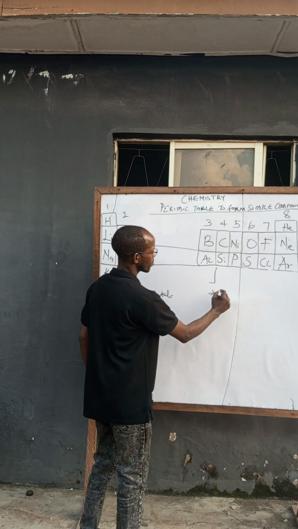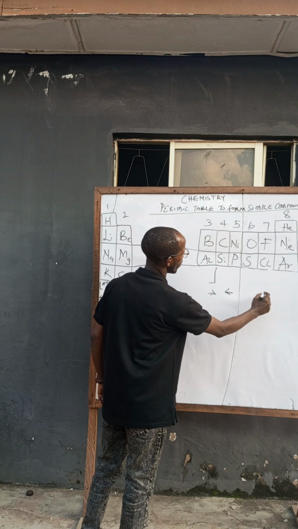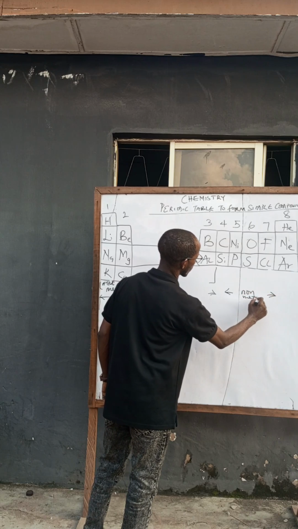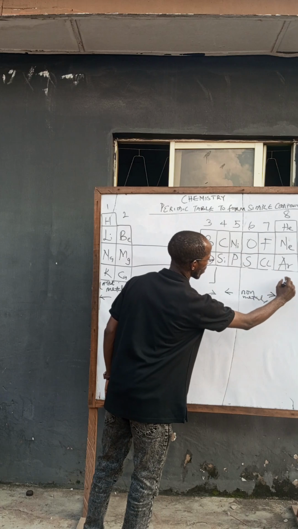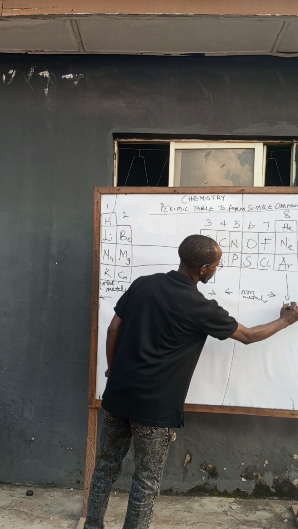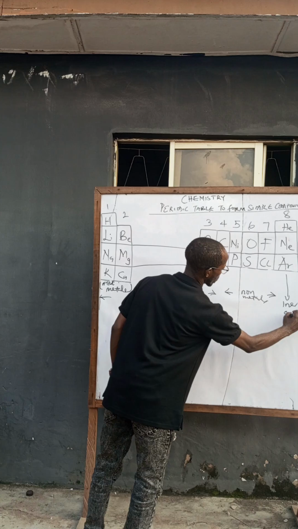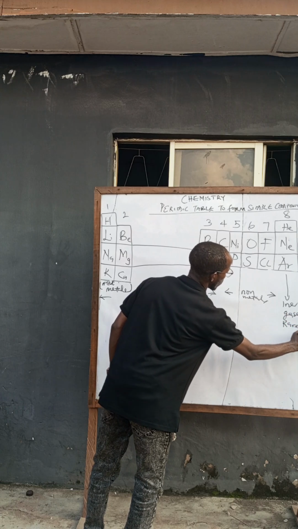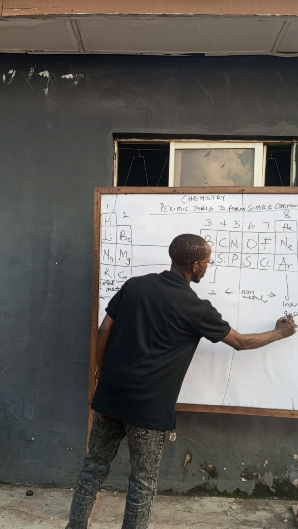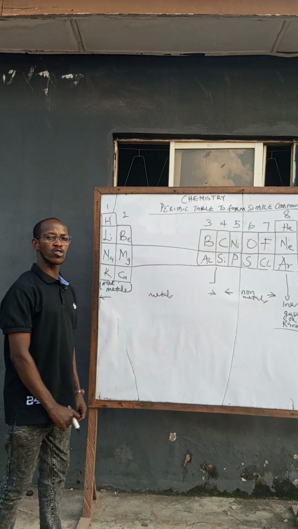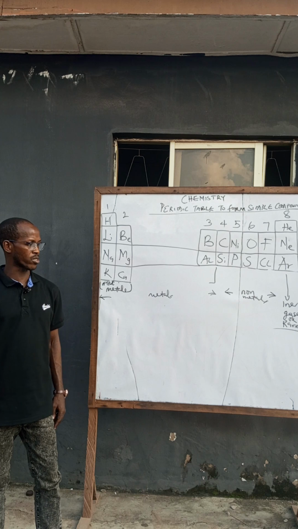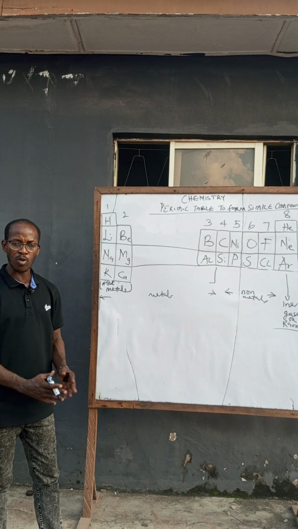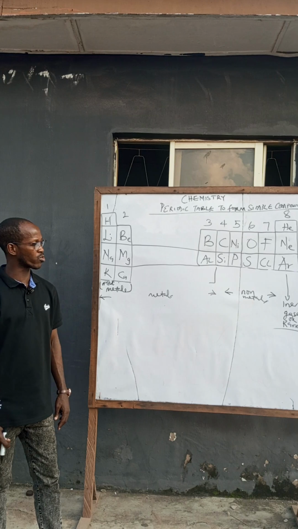And from here to here, we can refer to them as non-metals. And for here, we can call it inert gases or rare gases. So what we want to play with today is non-metals, and use the non-metals to form compounds. That's why we are here today.